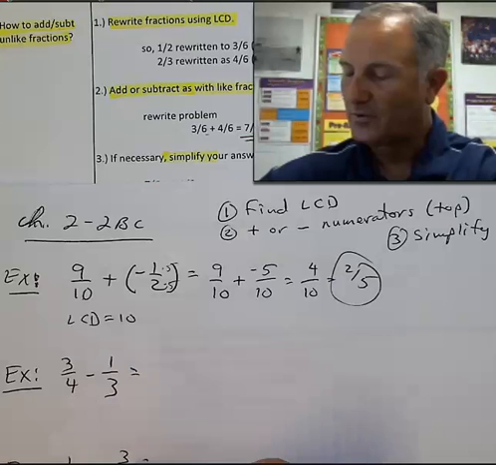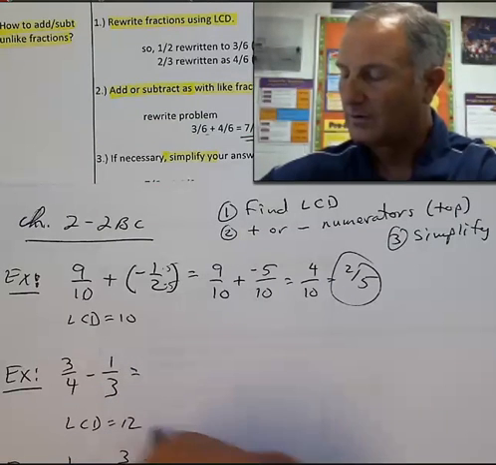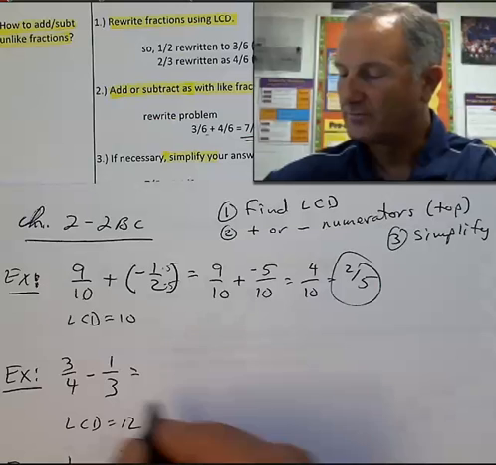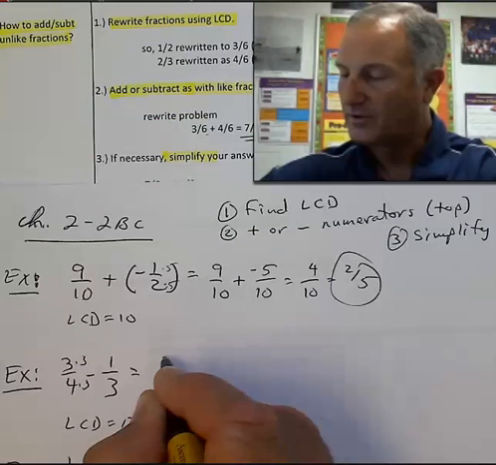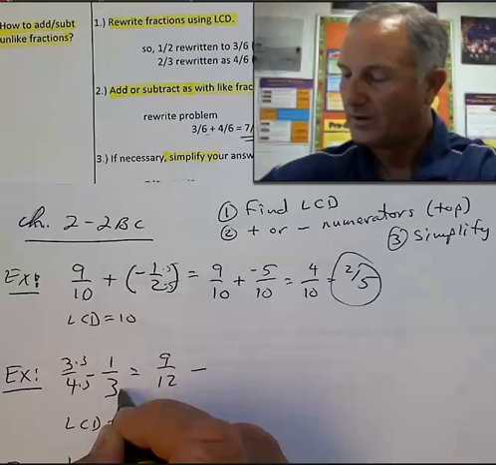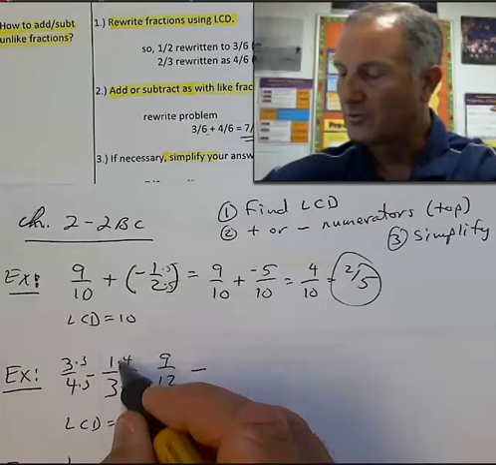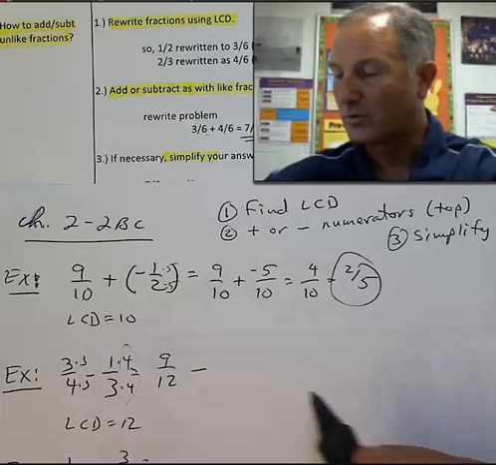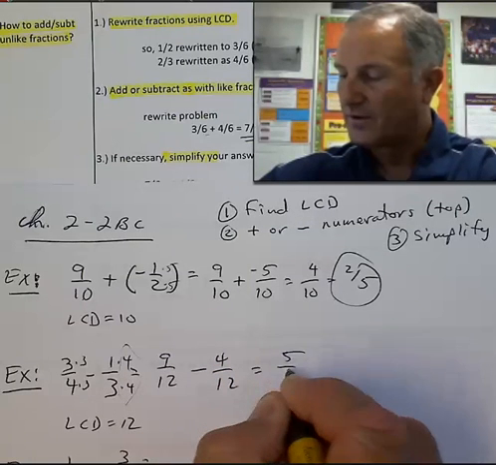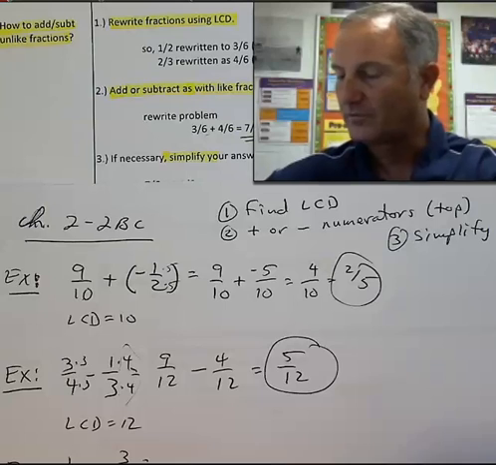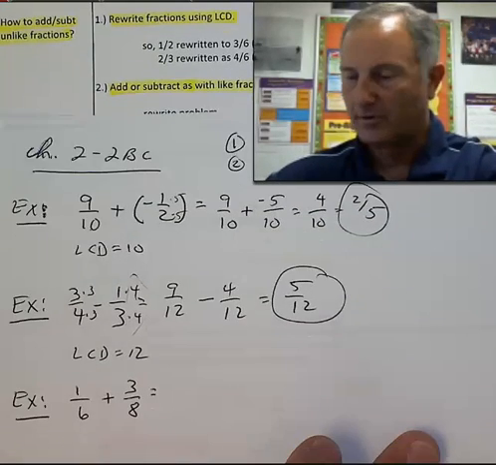3/4 minus 1/3. Common denominator. Similar to what we've already done, just want to make sure we get it. Times 3, times 3, that's 9/12. Times 4 to get 12, so times 4 on the top. Remember, as long as you're only multiplying by 1, 4 over 4 is 1, you're not changing the value here. And that's going to be 5/12. You can't simplify it. And then our last example here.